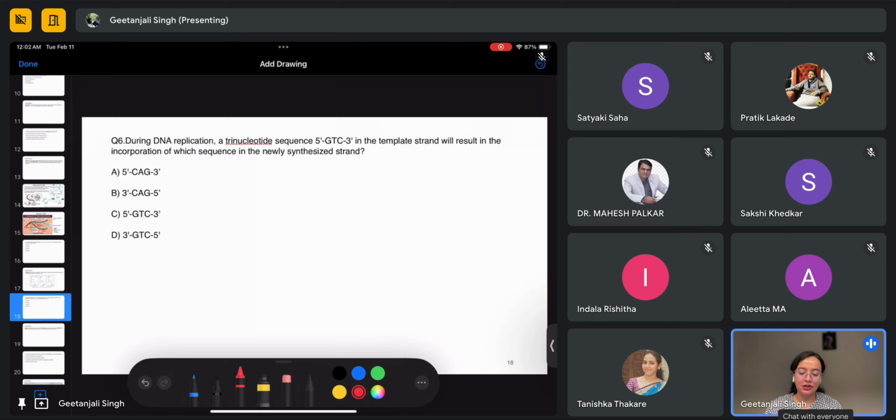During DNA replication, a trinucleotide sequence 5' GAC 3' in the template strand will result in the incorporation of which sequence in the newly synthesized strand?